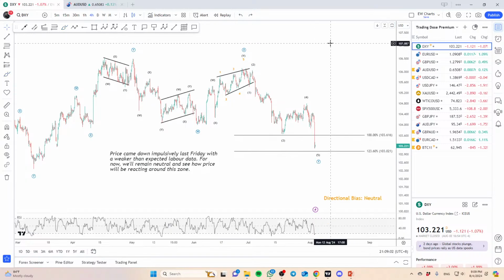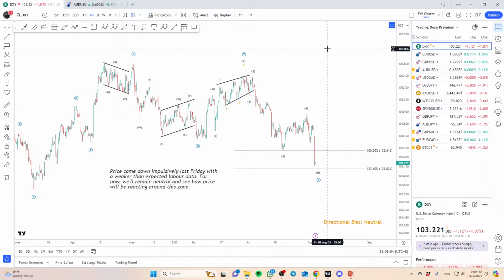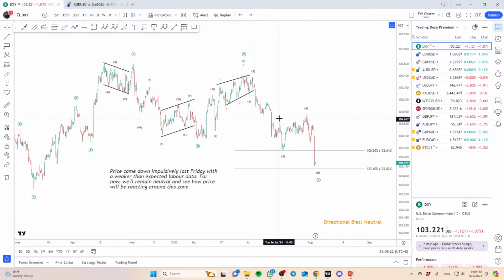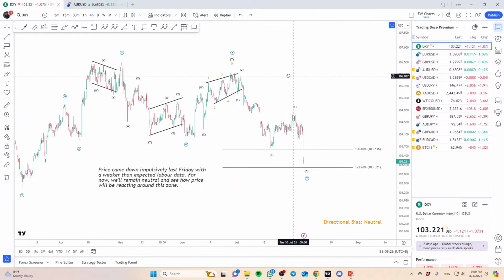So I'll be keeping a close watch on how the dollar is going to react off the zone to make a decision as to whether we want to be focusing on the buy or the sell. Right now, it's more of a neutral bias. I will give it a couple of good days and see how the dollar index reacts from this point before we decide to buy or sell.